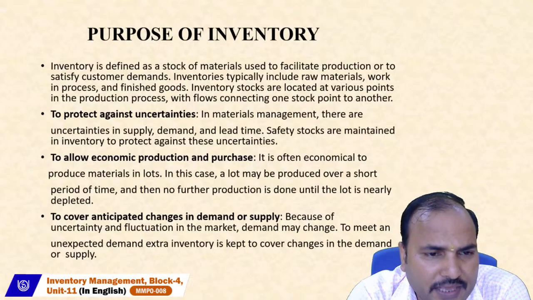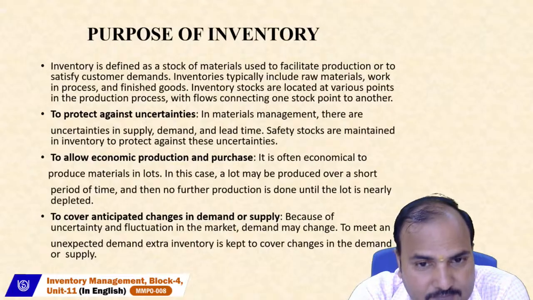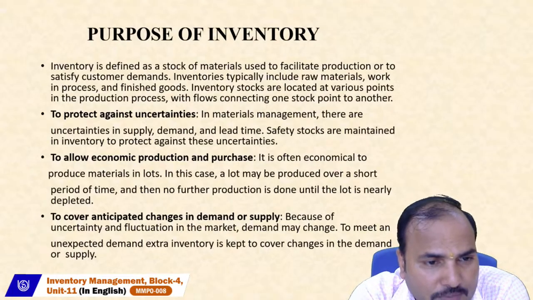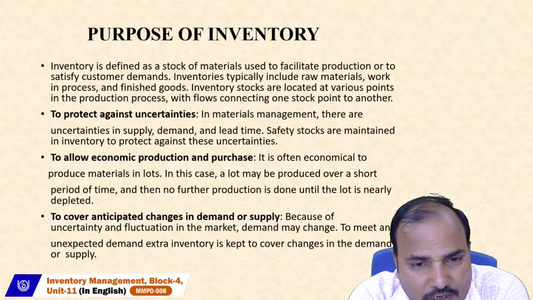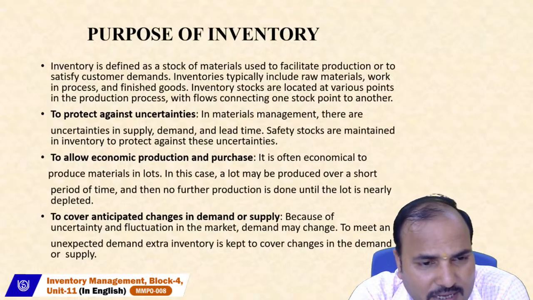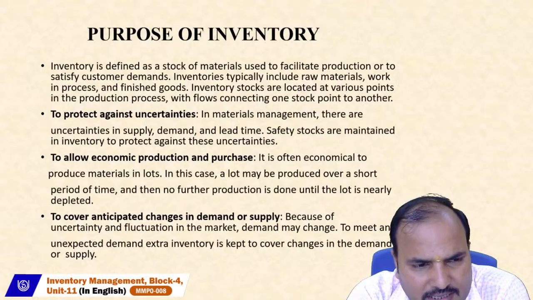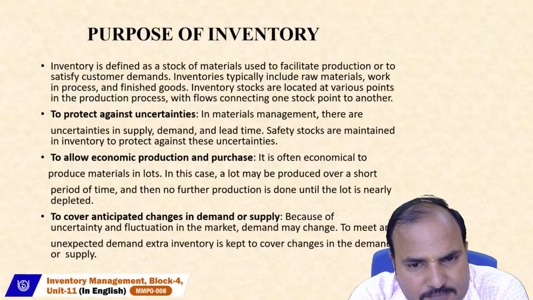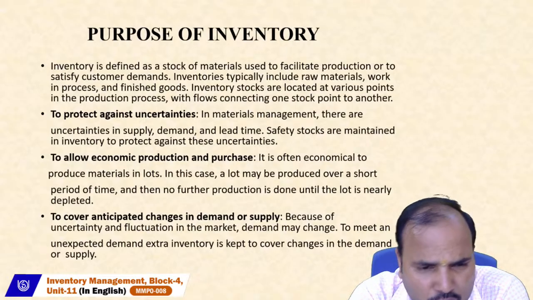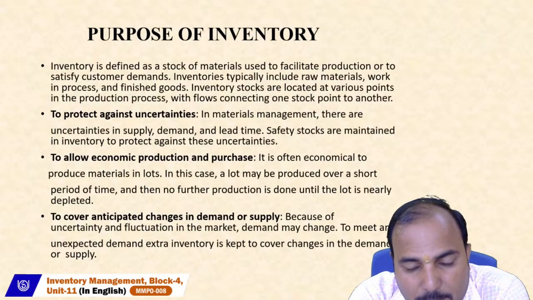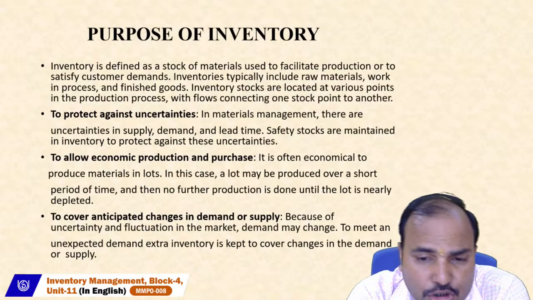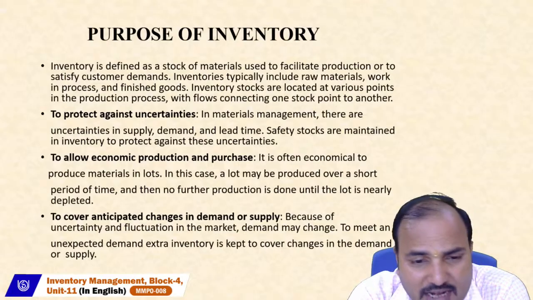Second is to allow economic production and purchase. It is often economical to produce materials in lots. In this case, a lot may be produced over a short period of time, and then no further production is done until the lot is nearly depleted. Another is to cover anticipated changes in demand or supply. Because of uncertainty and fluctuation in the market, demand may change. So to meet an unexpected demand, extra inventory is kept to cover the changes in demand or supply.